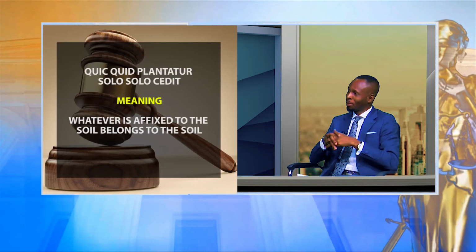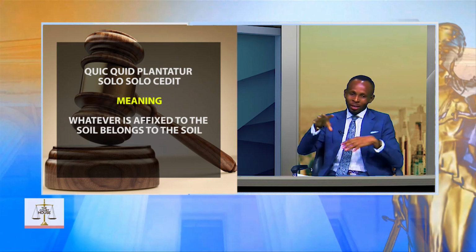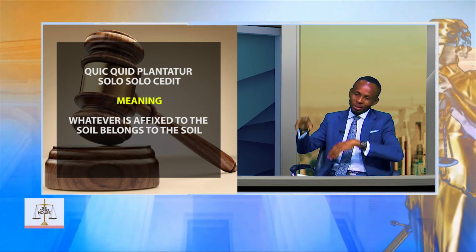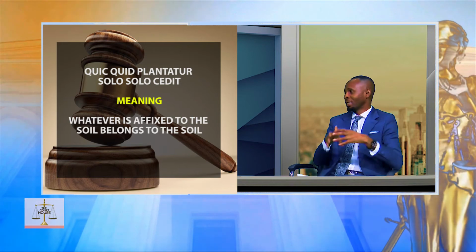I don't have a favorite one, but because of the topic of discussion, I would say quicquid plantatur solo, solo cedit. So whatever attachment or anything that attaches to the land, whoever owns the land owns every building, every structure, be it agriculture, trees, whatever that attaches to the land. Yes. So quicquid plantatur solo, solo cedit: he who owns the land owns everything attached to the land. In fact, from the land to the high heavens.